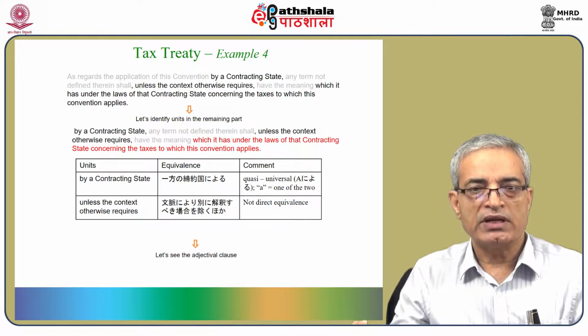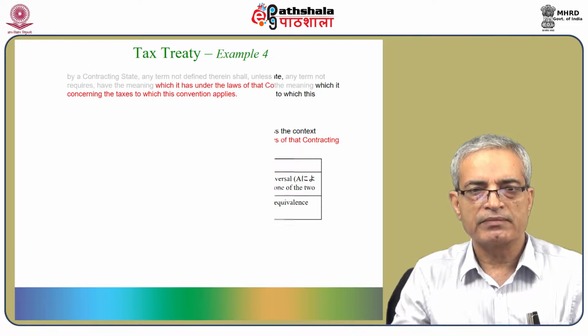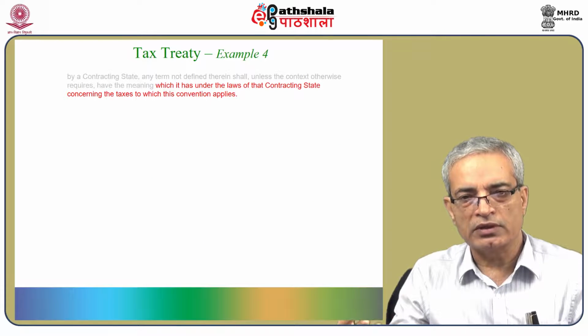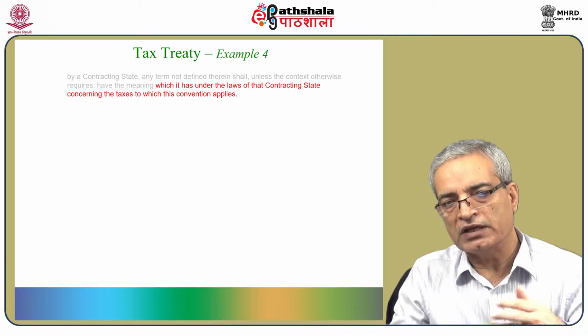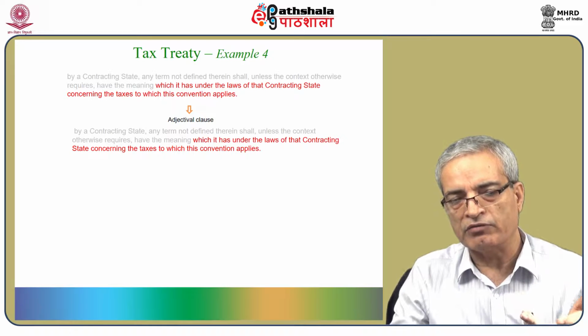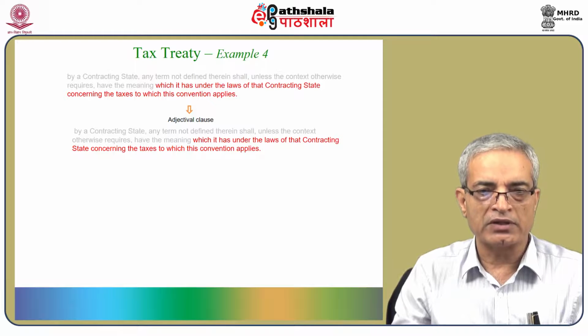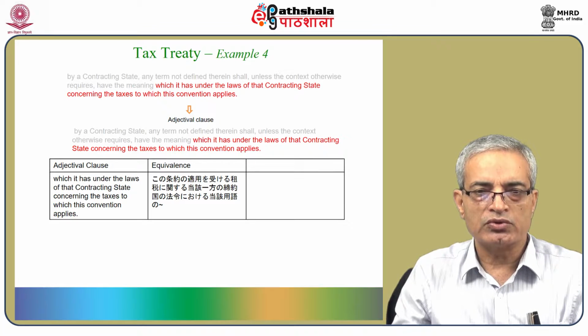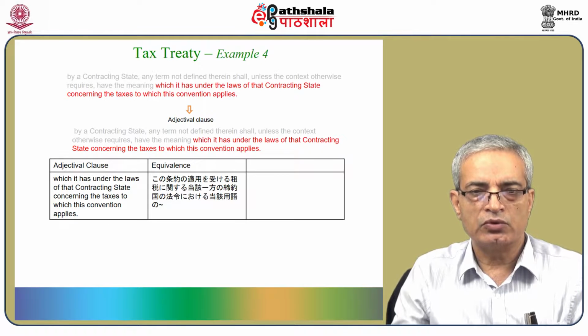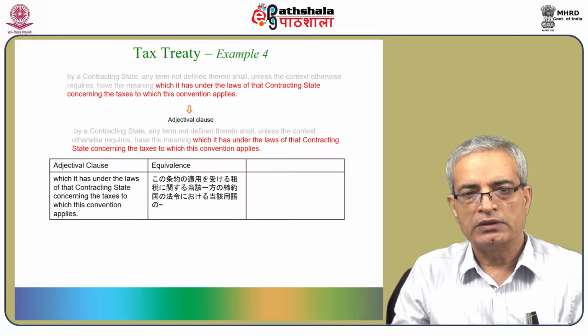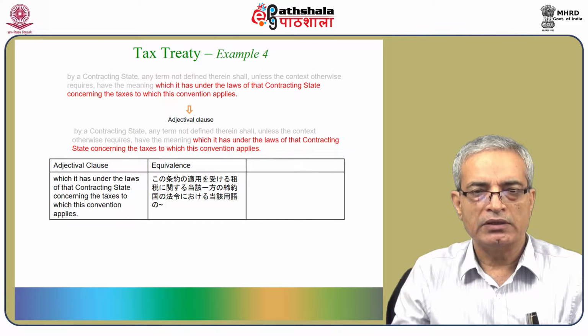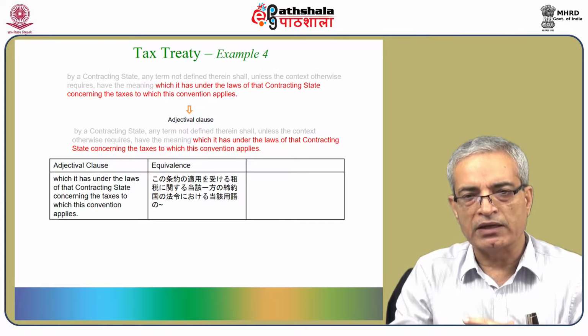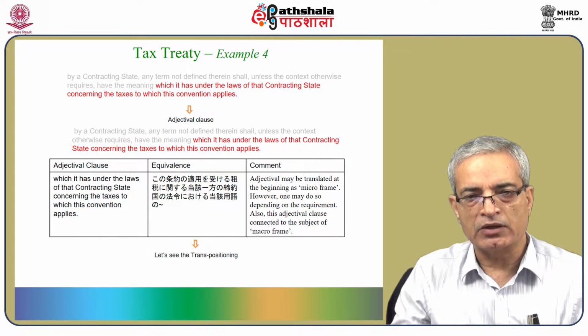Now, which it has under the laws of that contracting state concerning the taxes to which this convention applies as one. Obviously, we have done it for the sake of convenience, but I would advise that if you're finding it difficult, you can further break it down. This comes as kono joyaku no tekio 適用を受ける租税に関する当該一方の締約国の法令における当該用語の so it's quite mechanically done, but it makes sense. Let's see how it makes sense.